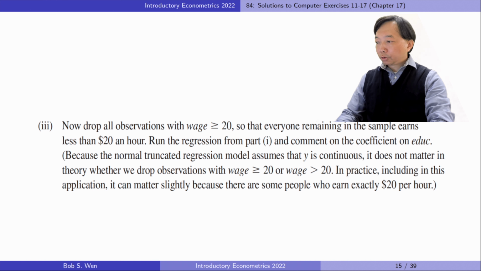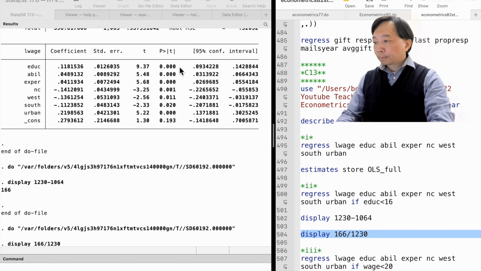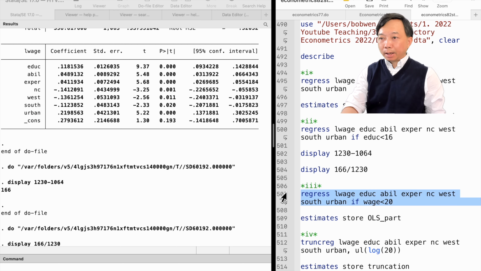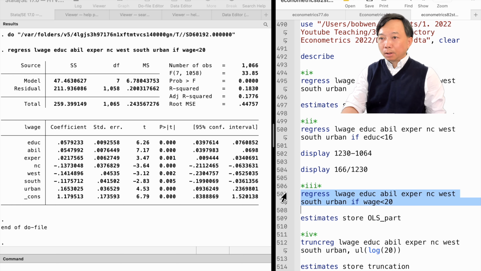In Part 3, drop all observations with a wage greater than or equal to $20, so that everyone remaining in the sample earns less than $20 an hour. Run the regression from Part 1 and comment on the coefficient on education. We estimate the model by OLS for observations with a wage of less than $20. The estimated coefficient on education is 0.058, much less than that with the entire sample, 0.104.